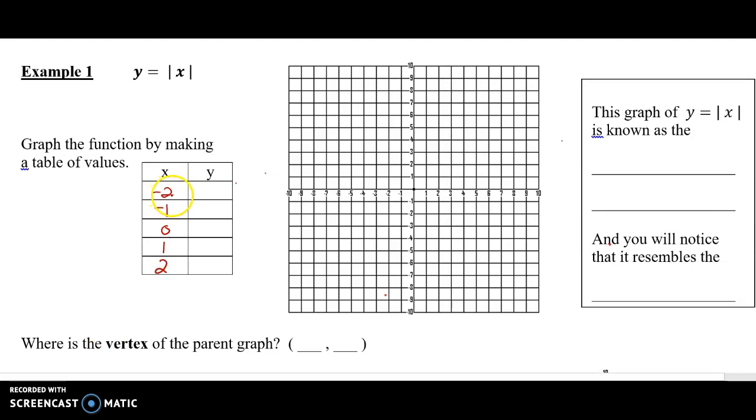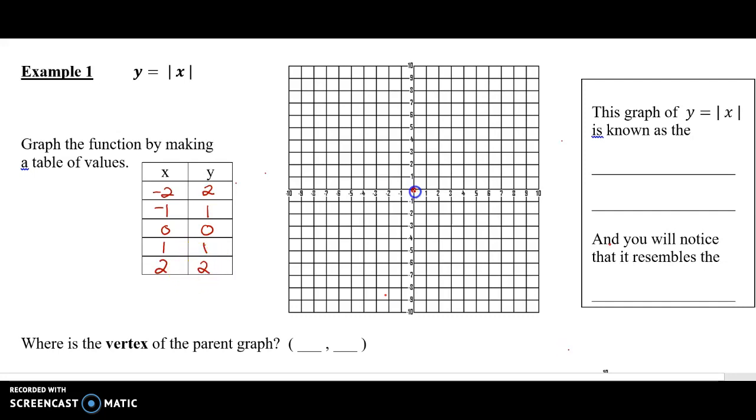When we plug negative 2 into y equals the absolute value of x, the answer will be 2. When we plug in a negative 1, we will get 1. 0 will give us 0. And if we substitute in a 1, we will also get 1. And when we substitute 2, we'll get 2.